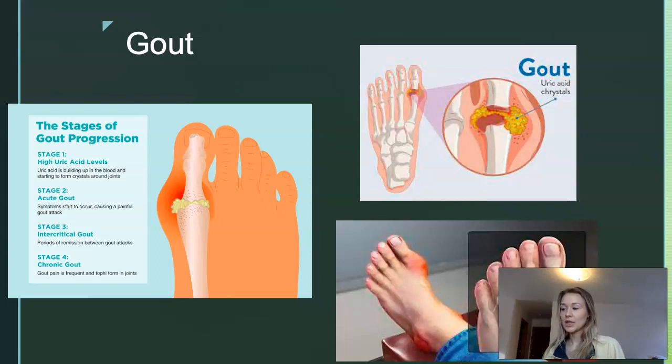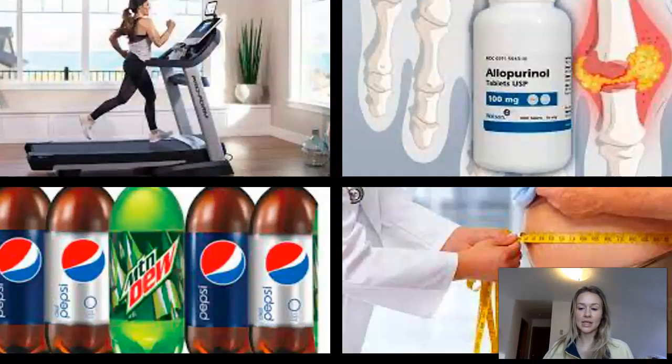Purines occur naturally in the body, but can be found in certain foods and beverages. So in this next slide, I just have some pictures of things that can cause and trigger gout attacks, and then ways to hopefully prevent gout attacks from occurring, and then managing them when they do.